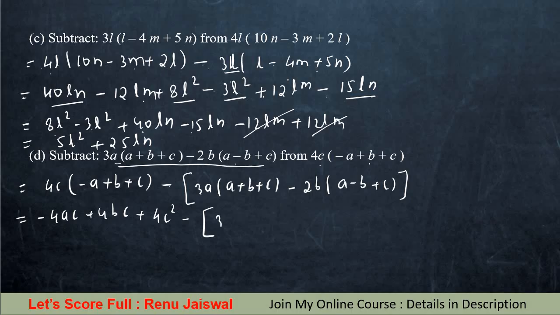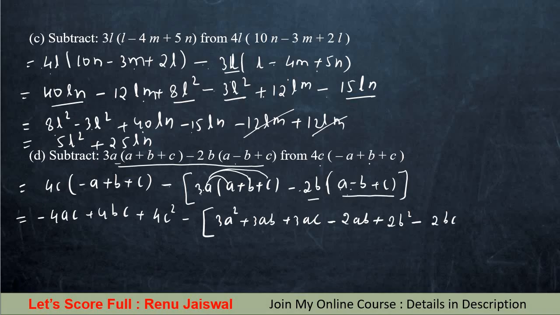So 3a into a, 3a square. Here I have to distribute, as we have seen in so many questions. So 3ab and then 3ac. This is done. Then there is a minus sign. So again this is a minus sign outside the brackets. All the signs inside will get changed. A is positive. So multiply 2a and reverse the sign. 2ab. Minus and minus plus 2b square. Minus and plus minus 2b and c. Right?